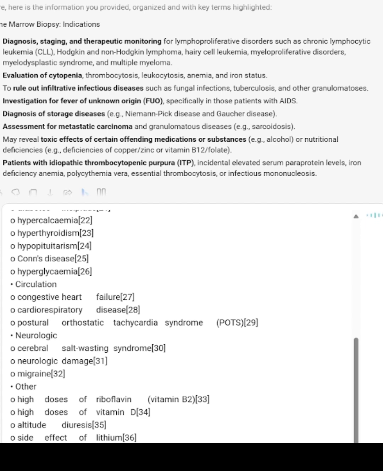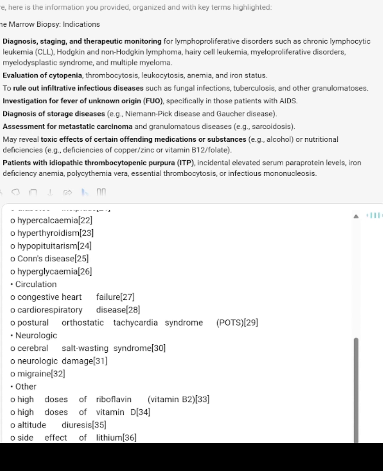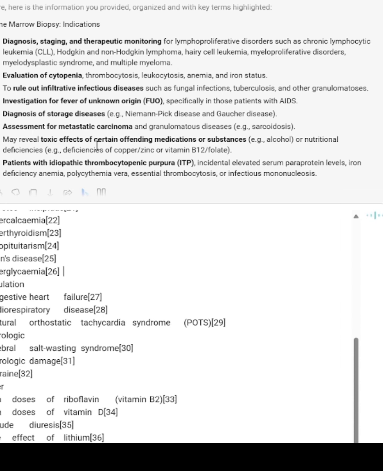Diagnosis of storage diseases, e.g. Niemann-Pick disease and Gaucher disease. Assessment for metastatic carcinoma and granulomatous diseases, e.g. sarcoidosis. May reveal toxic effects of certain offending medications or substances, e.g. alcohol, or nutritional deficiencies, e.g. deficiencies of copper/zinc or vitamin B12/folate. Patients with idiopathic thrombocytopenic purpura (ITP), incidental elevated serum paraprotein levels, iron deficiency anemia, polycythemia vera, essential thrombocytosis, or infectious mononucleosis.